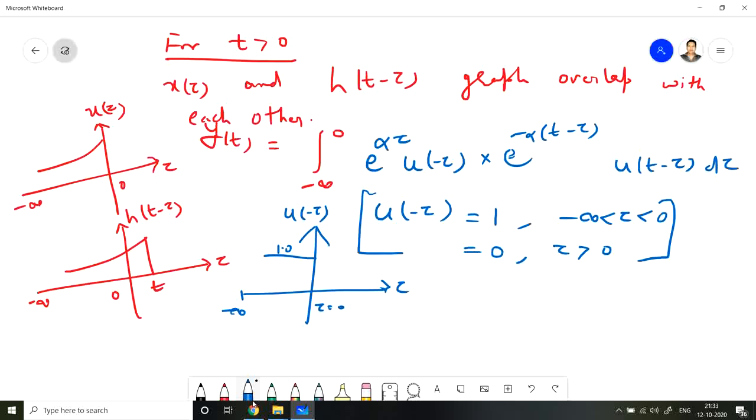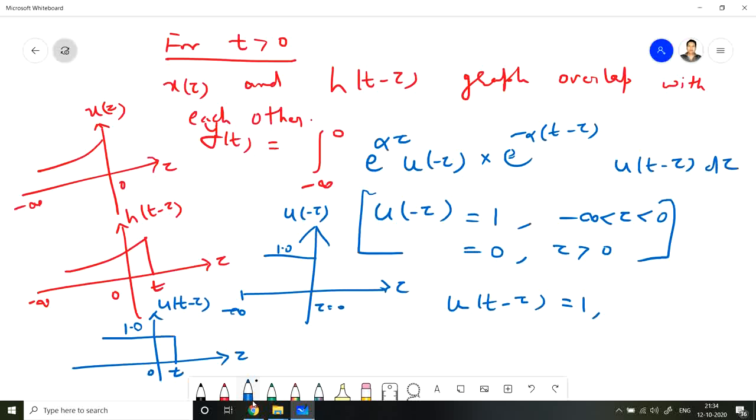Also we can see u(t-τ). So what is the graph of u(t-τ)? Because t is greater than 0, this is the u(-τ) graph, and with a positive shift we get the u(t-τ) graph. So u(t-τ) is equal to 1 when τ is less than t, and otherwise, for τ greater than t, it is equal to 0. So these 2 points we have to remember.